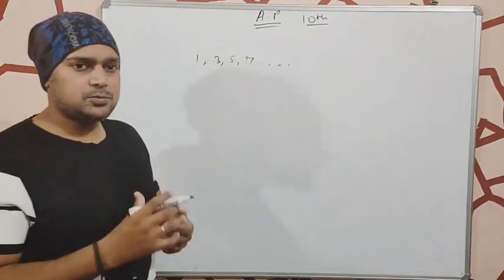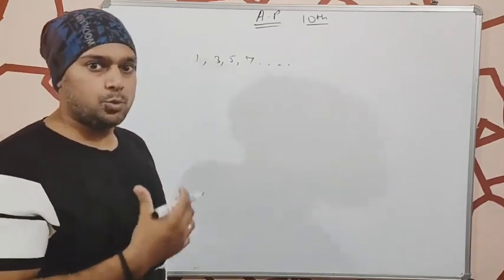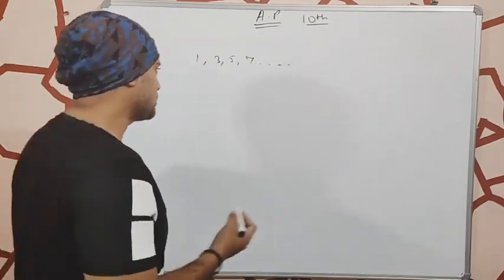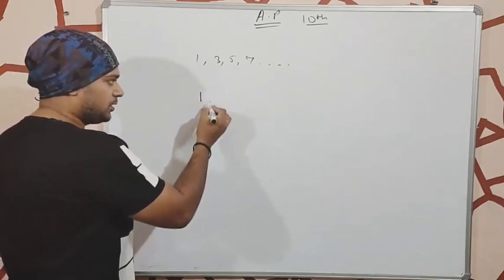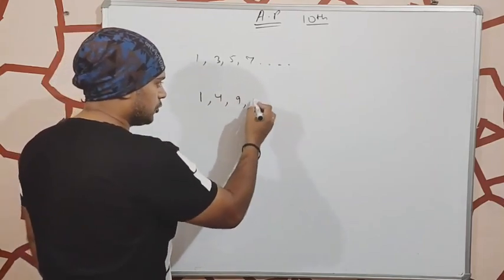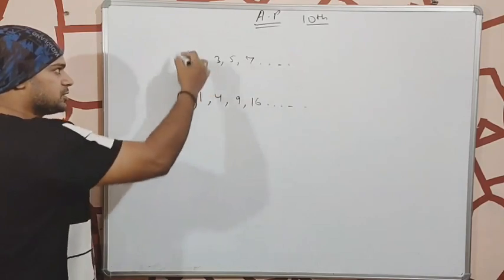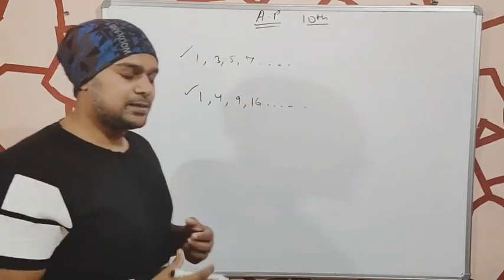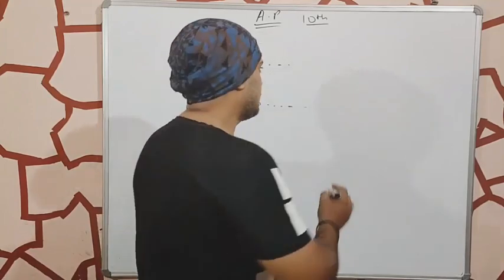Another sort of progression you can take is the squares of all natural numbers. So what are squares of natural numbers? Starting from 1, 1 square will be 1, 2 square will be 4, 3 square will be 9, 4 square will be 16 and so on. So this is also a sort of progression. In the similar way, there is a sequence or a progression called the arithmetic progression.